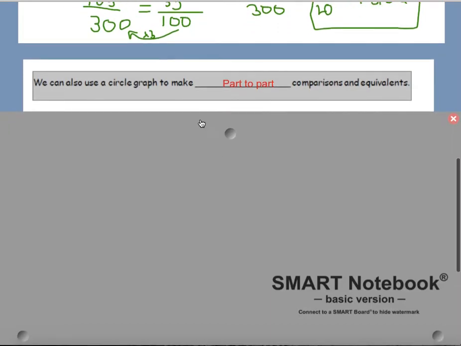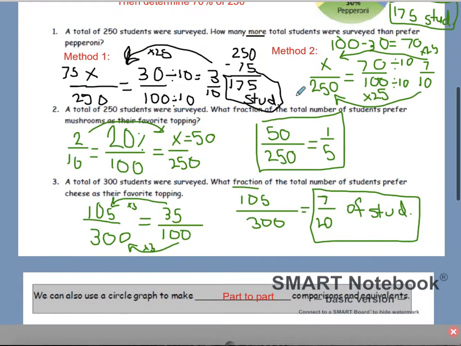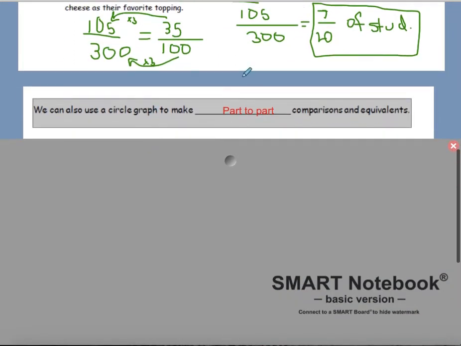All right. The next thing that we can do with circle graphs is we can use them to make part-to-part comparisons and equivalents. So up here, these were all part to whole. If you notice, we had our total that we were comparing a part to. Down here, we're going to compare one part to another part.